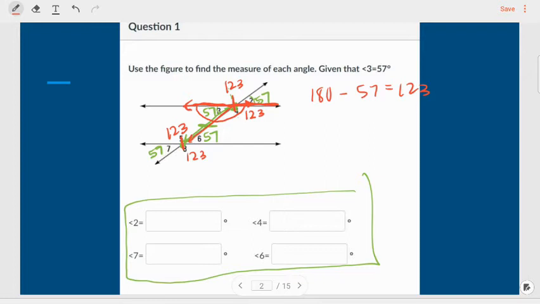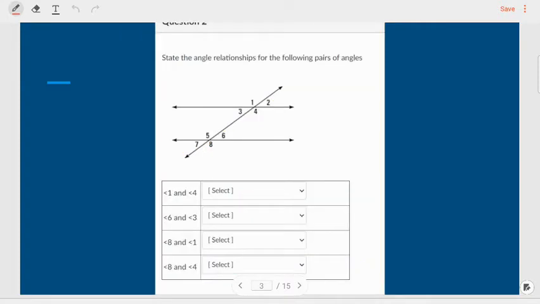So let's go through and answer. Angle 2 is 57, angle 4 is 123, angle 7 is also 57, and angle 6, 57. Great. Let's move on. So state the angle relationships for the following pairs.